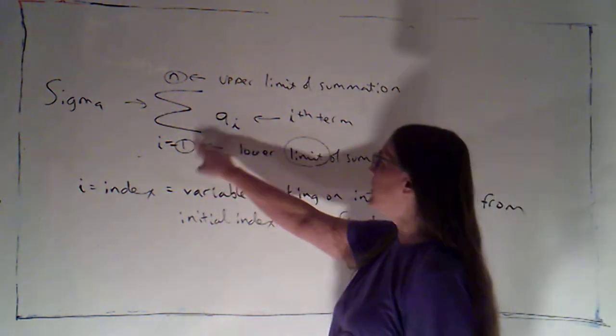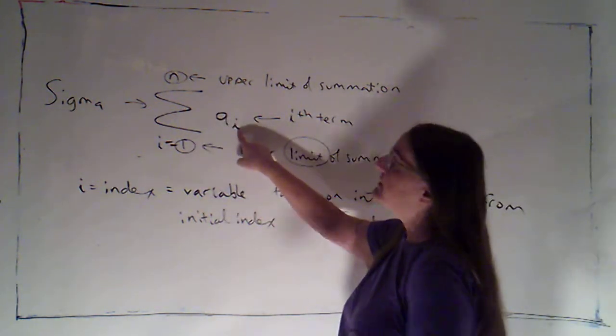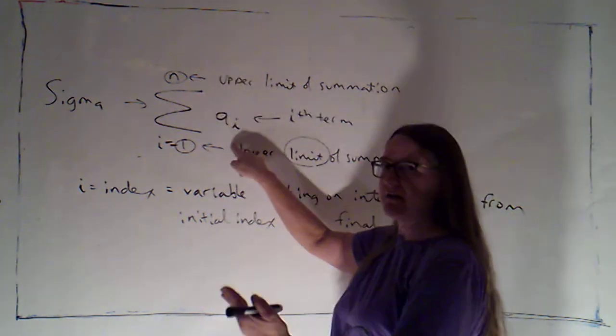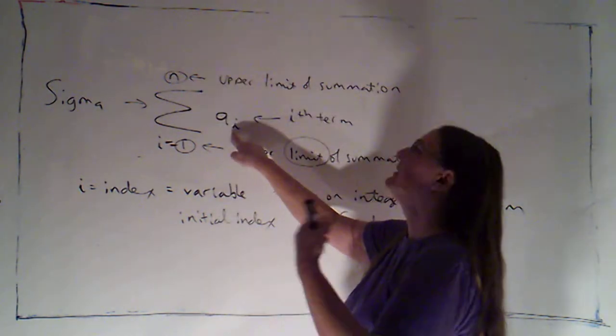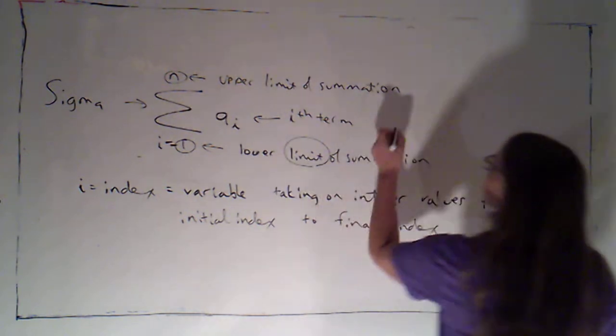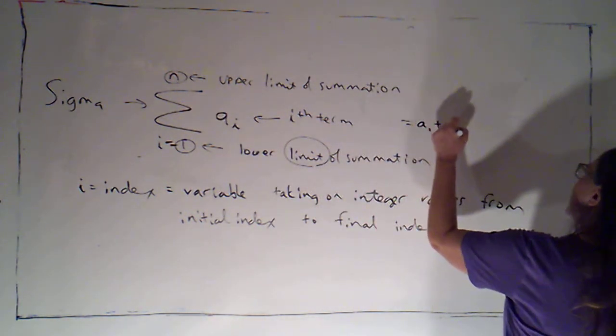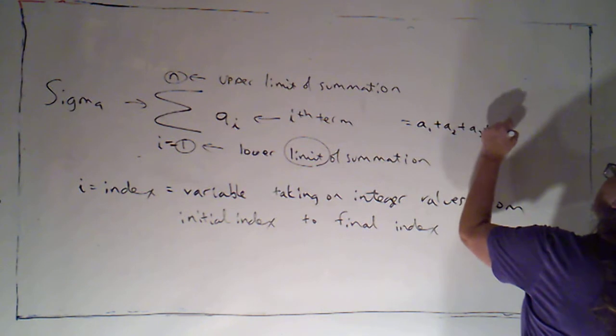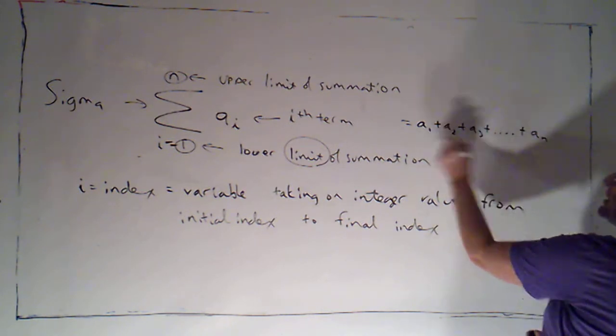Start when the index is 1, take A1. Then count to n. So the next index would be 2, take A2. So this basically just means A1 plus A2 plus A3 plus ... plus An.